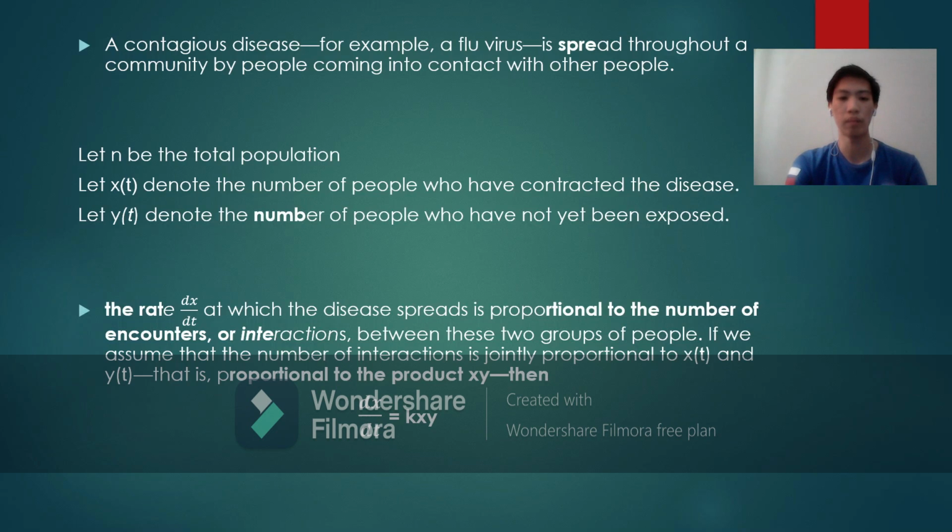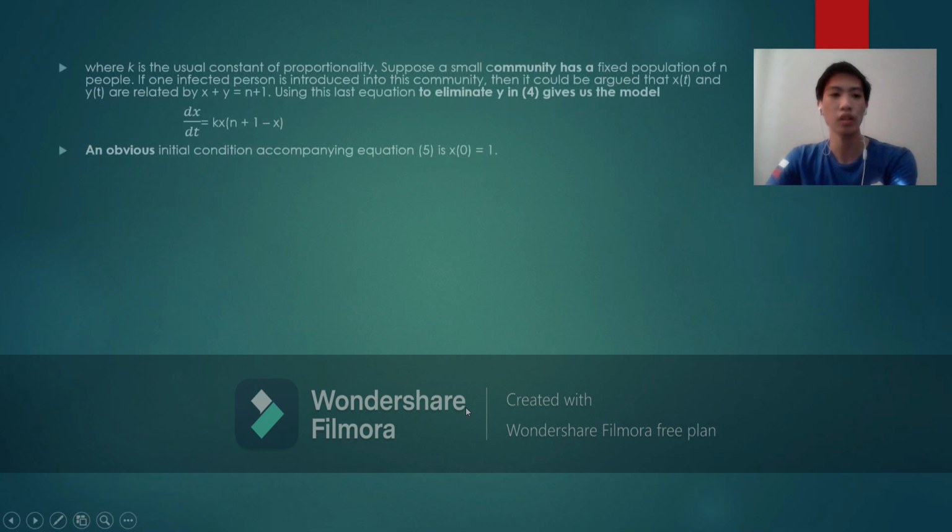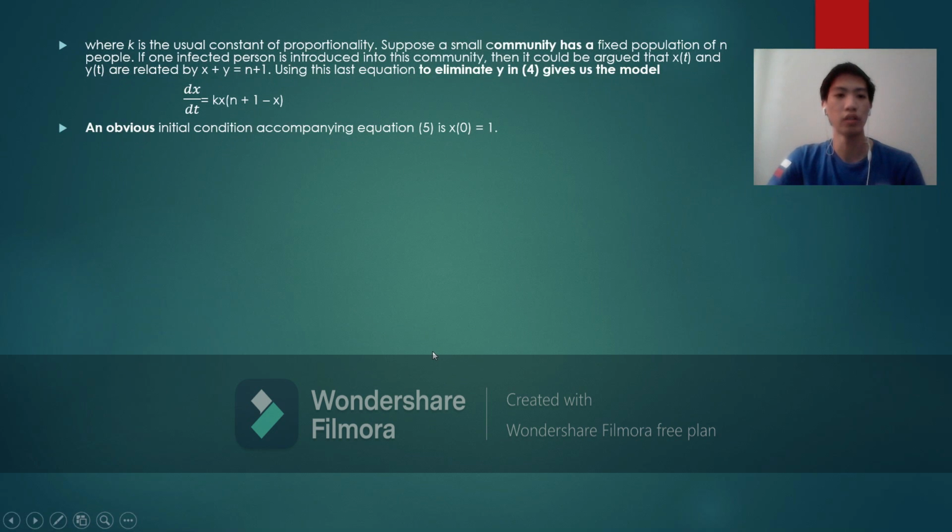If we assume that the number of interactions is jointly proportional to x of t and y of t, that is proportional to the product xy, then dx over dt equals kxy, where k is the usual constant of proportionality.